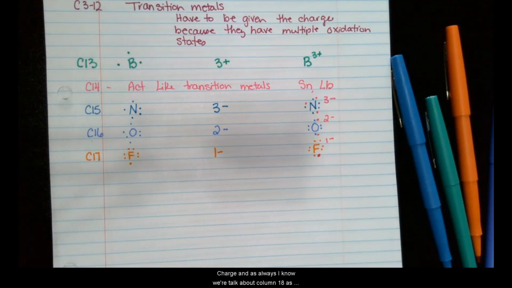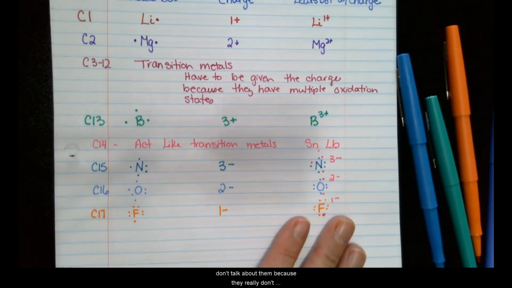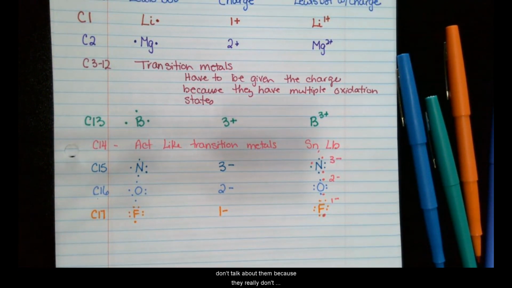And as always, I know we're talking about column 18 as being the noble gases and that they have full octets already. So although we do know that they have 8 valence electrons, when we're talking about ions, we really don't talk about them because they really don't bond outside of exceptions.